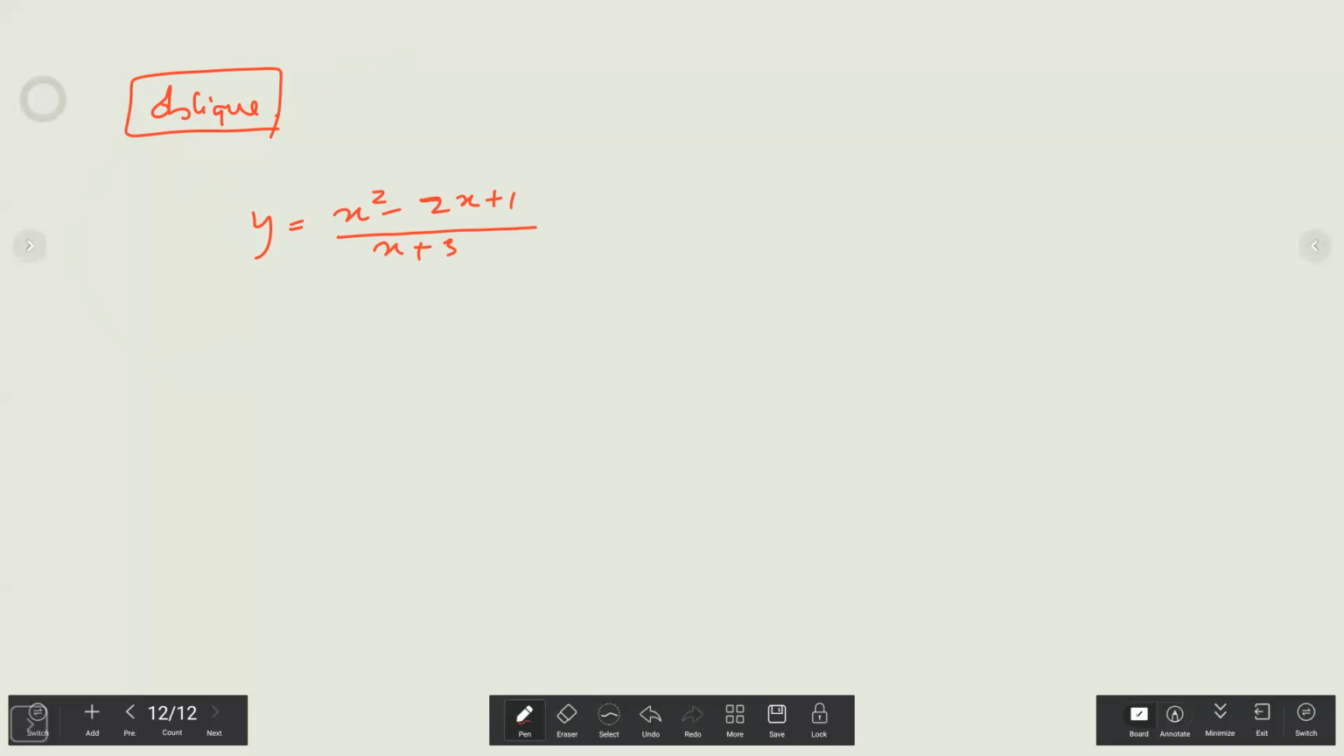Now, the first thing is that you should have the division skill. Always remember, whenever you are given a rational function, try to write it as quotient plus remainder over divider. So quotient plus remainder over divider. This is your general structure.